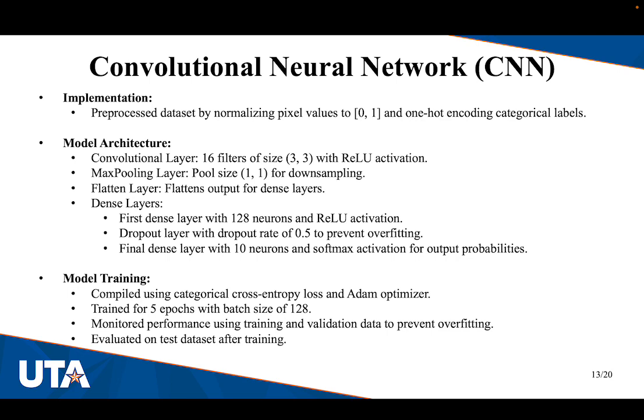The first one is the convolutional neural network, and this model is a little more complicated than the previous ones, because this model has different layers with different activation functions, and also we use the dropout layer to prevent overfitting, and we train this model for 5 epochs with a batch size of 128, and we use the Adam optimizer.